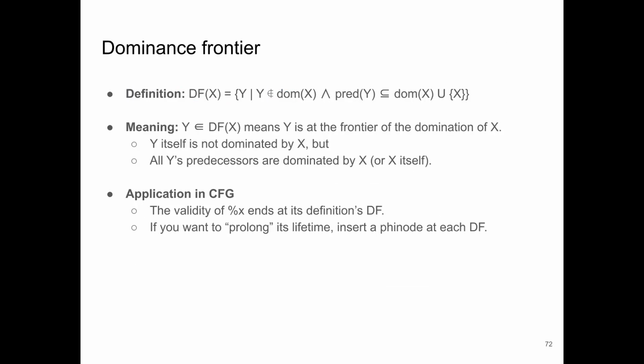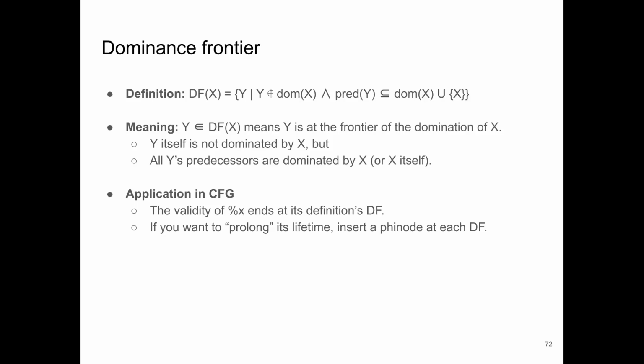Okay, so let's go back to the main topic, which is the domination relation and its relation to mem-to-reg. And for mem-to-reg, we are going to use what is called a dominance frontier. And it starts with its definition. The definition is that the dominance frontier of X is the set of blocks Y, which is not dominated by X. So the dominance frontier of X is basically at the boundary of the domination of X.